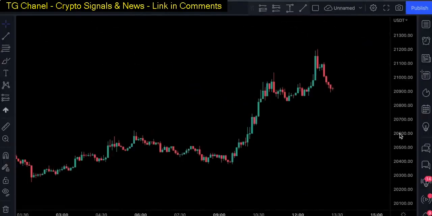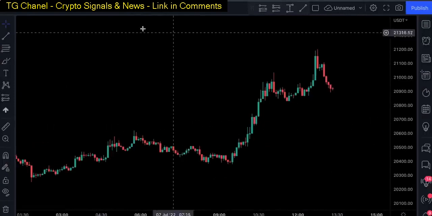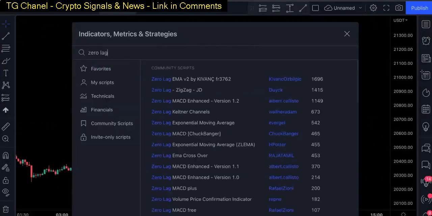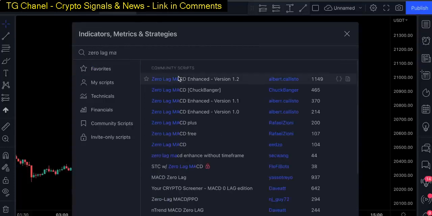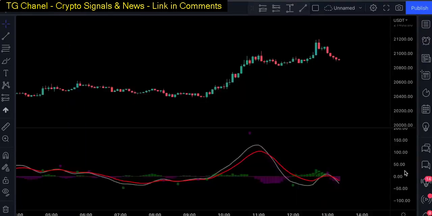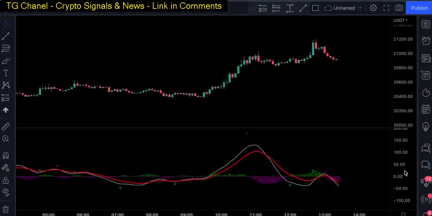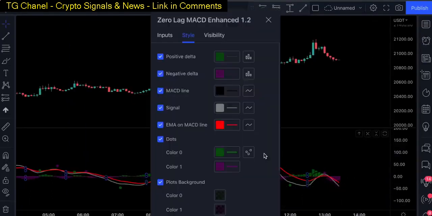Alright, so we finally got to the number one indicator, and it's called Zero Lag MACD. Zero Lag MACD enhanced by Albert Callisto. Obviously, before we start using this tool, we need to make some adjustments. So first of all, let's get rid of this EMA on MACD line. Also, let's make the signal and the MACD line more visible.